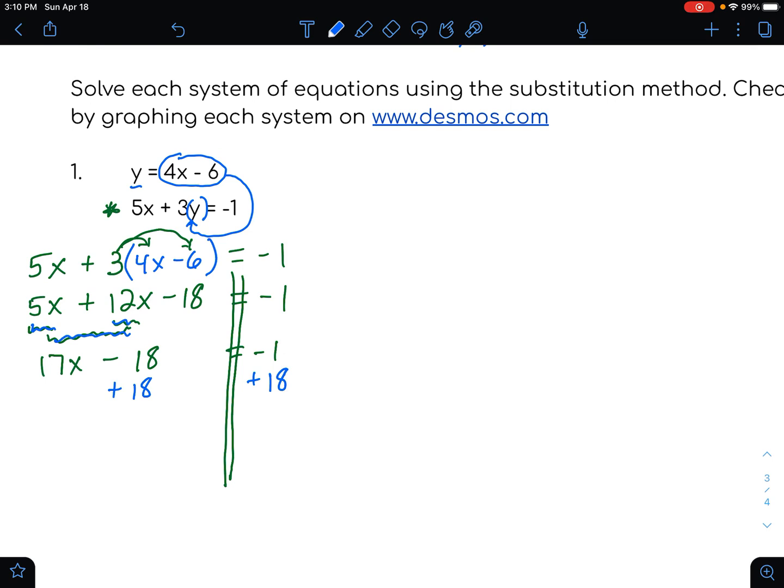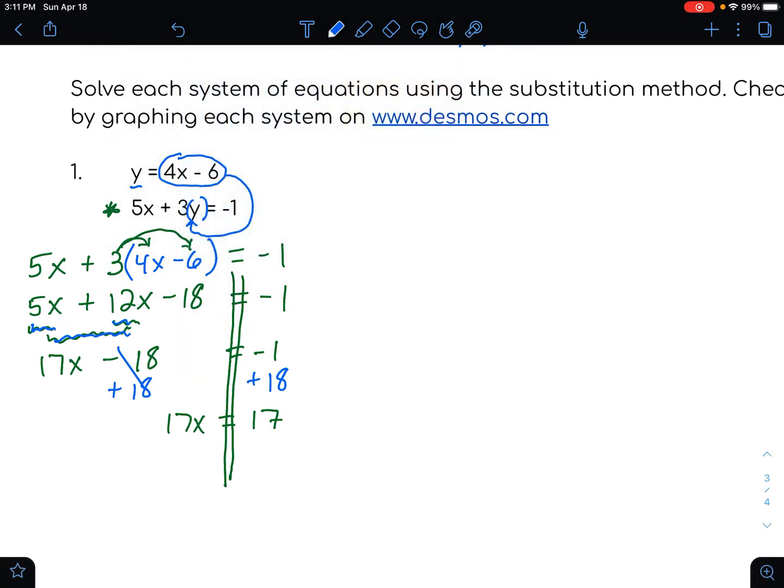So now we're going to undo that minus 18 from the left side equation and add it over to the right side. So we'll add 18 to both sides of the equation, which gives us 17x left over on the left side, and -1 plus 18 is also 17 on the right side.